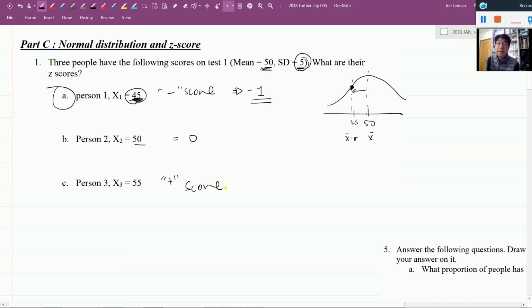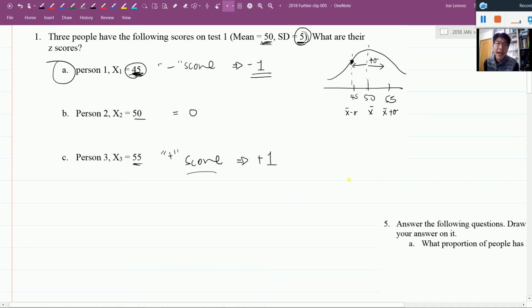Then the plus score right here is 55. When it's 55, it's right here, and you just move 1 standard deviation across from the mean. That basically equals +1, and that's that simple. Nothing really fancy. The z-score is how many standard deviations it goes beyond the mean.